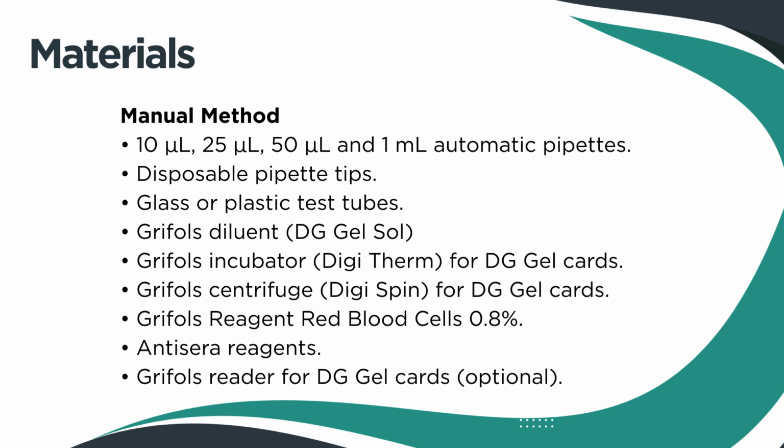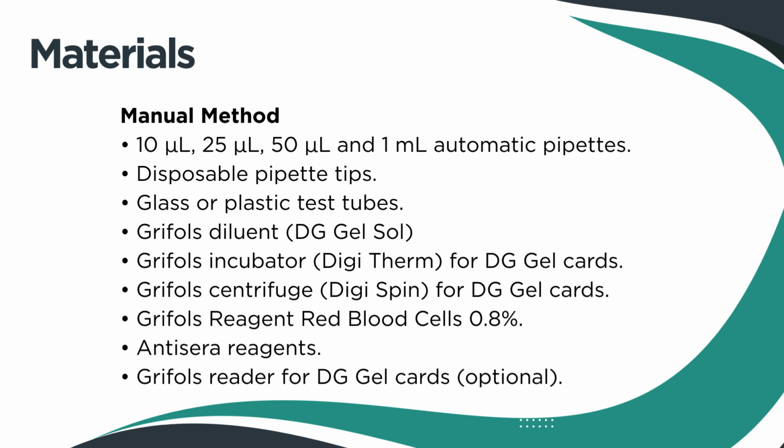For the manual method, we use automatic or automated pipettes in four different sizes. We have 10, 25, 50, and 1 ml. These are crucial. Again, you should really follow the volumes. Next we have disposable pipette tips. These keep our experiments clean and prevent cross contamination, which is important to achieve reliable results. Additionally, we utilize both glass and plastic test tubes depending on the specific requirements of the test.